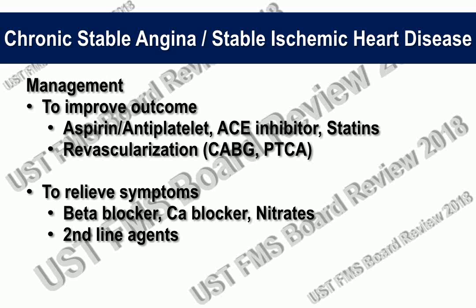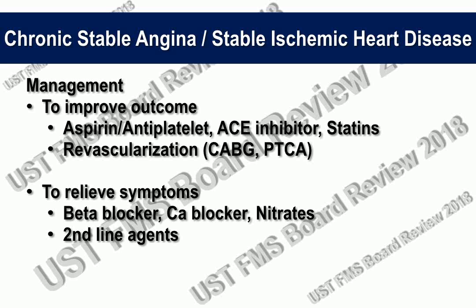So in the management of chronic stable angina or stable ischemic heart disease, you have 2 objectives. The first is to improve outcome. That means you want to prolong survival. And the drugs that you can give are aspirin, ACE inhibitor, statins. ACE inhibitor and statins have been proven to prolong or improve outcome in ischemic heart disease patients. You also need revascularization if indicated. So patients who have severe coronary artery disease might warrant revascularization in the form of a bypass surgery or angioplasty.